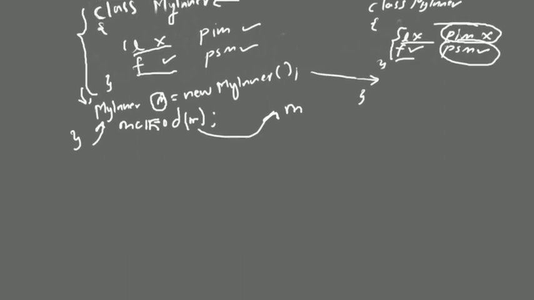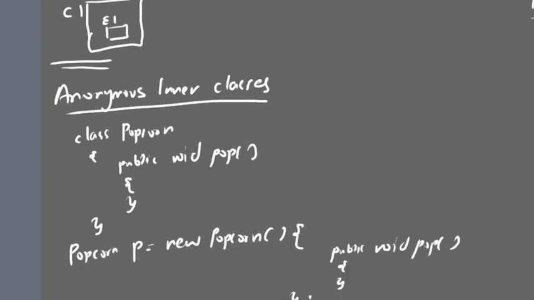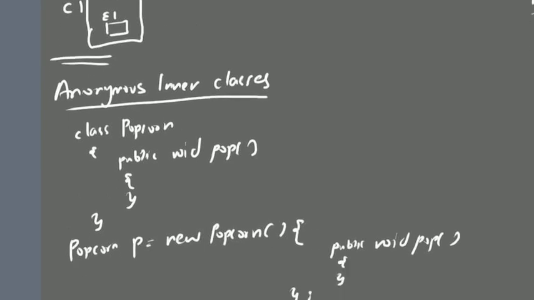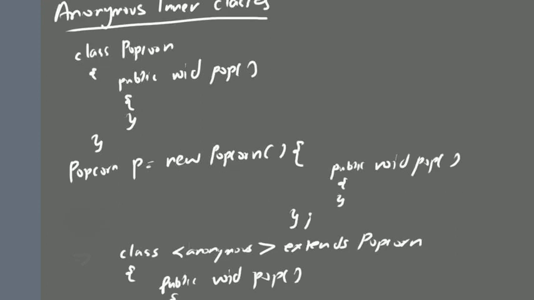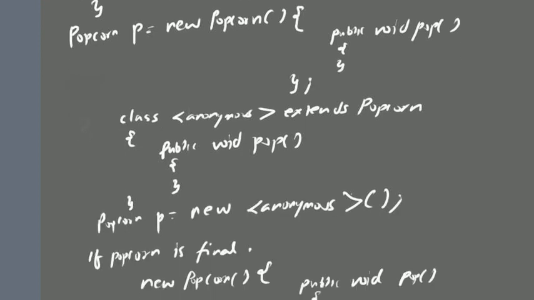Now let's talk about anonymous inner classes, the third type. Consider we have a class Popcorn with this method pop. Now if I do something like this, Popcorn p is new Popcorn, and have the method redefined, it's just like saying class anonymous extends Popcorn, and you override the pop method, and you create an instance of the new anonymous class, and then you assign it to Popcorn's reference p. So this is essentially these two combined, but this is a shorthand notation.